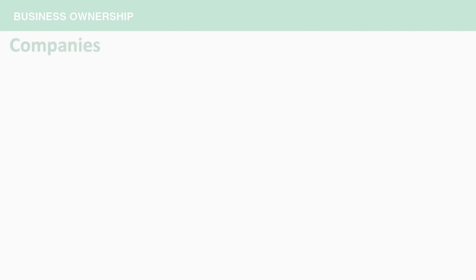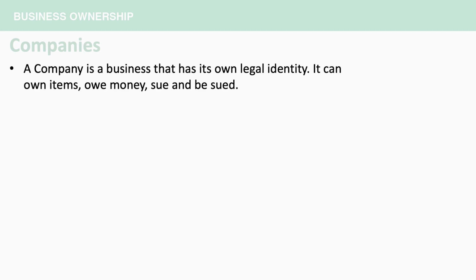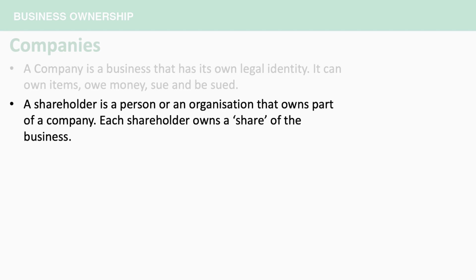So, as an entrepreneur, we have covered setting up a sole trader or a partnership, but another way to set up your business is a company. A company is a business that has its own legal identity. It can own items, it can owe money, it can sue, and it can also be sued too. Now, companies come with shareholders. A shareholder is a person or an organisation that owns part of a company. Each shareholder owns a share of the business.